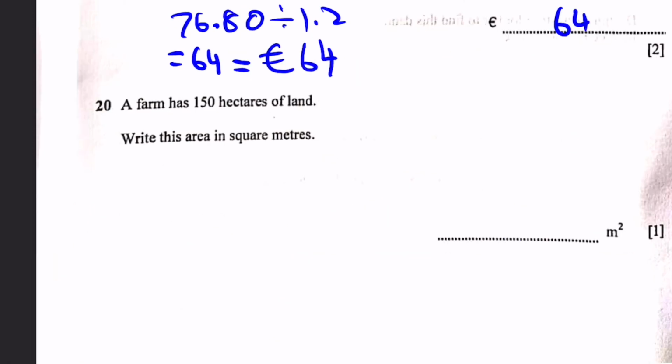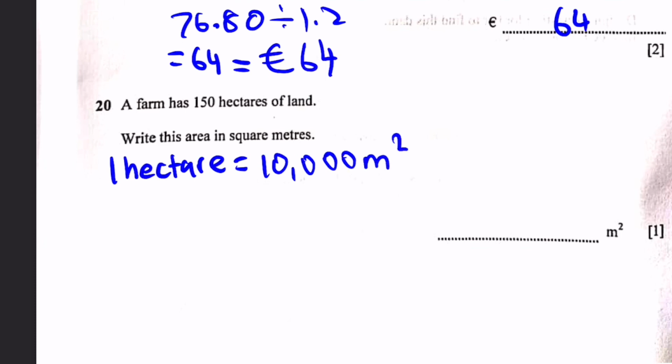Question 20. A farm has 150 hectares of land. Write this area in square meters. To do this question, we need to know the conversion values. 1 hectare is equal to how many square meters? 10,000 square meters. So 150 hectares is equal to, let's multiply 150 by 10,000.